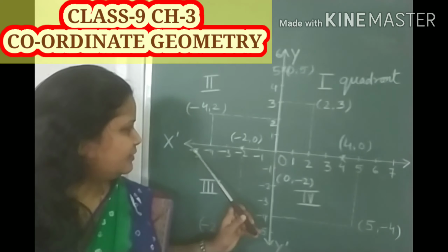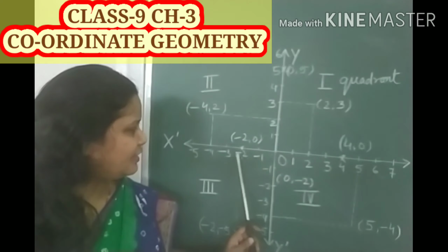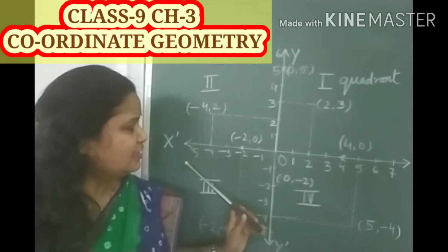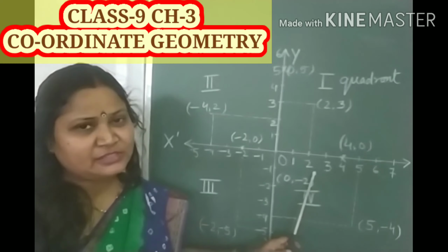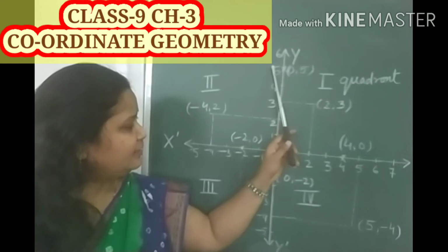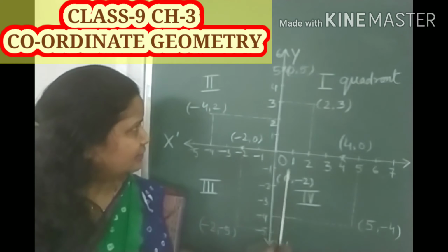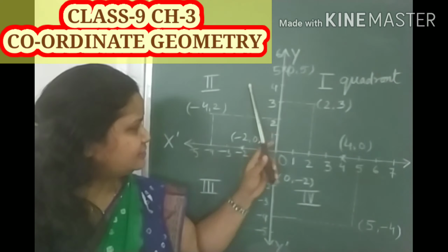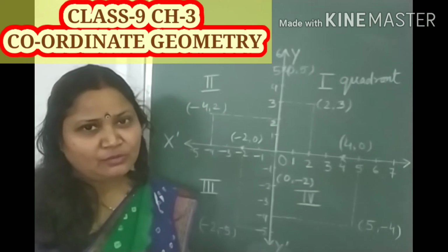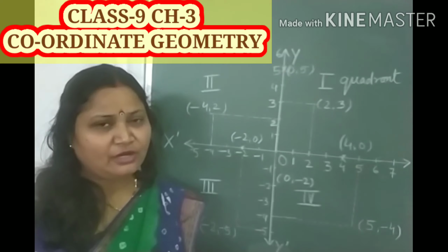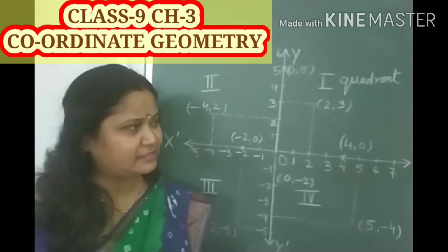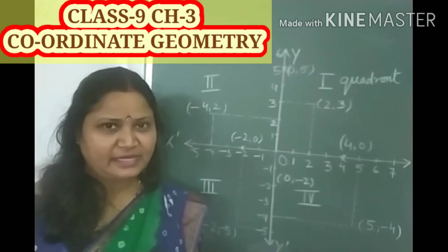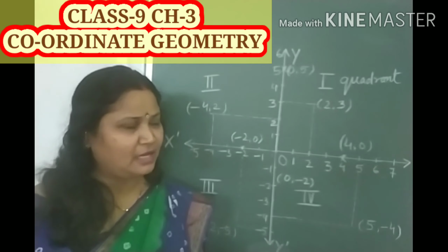Children, here the horizontal number line, as you can see, is x and x dash. This horizontal number line is called the abscissa, and the vertical number line, which is denoted by y dash, is known as the ordinate. You can also call it the y-axis. This horizontal number line is also called the x-axis or abscissa.